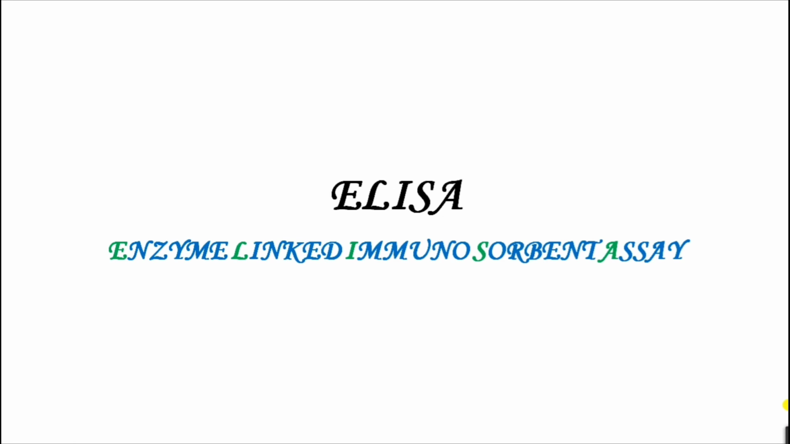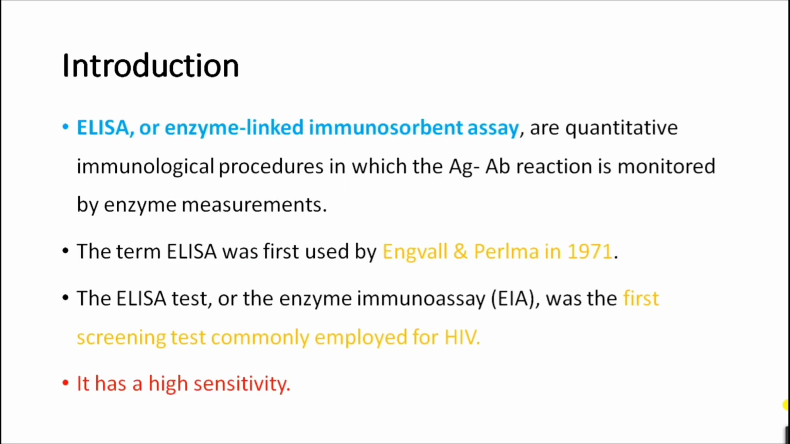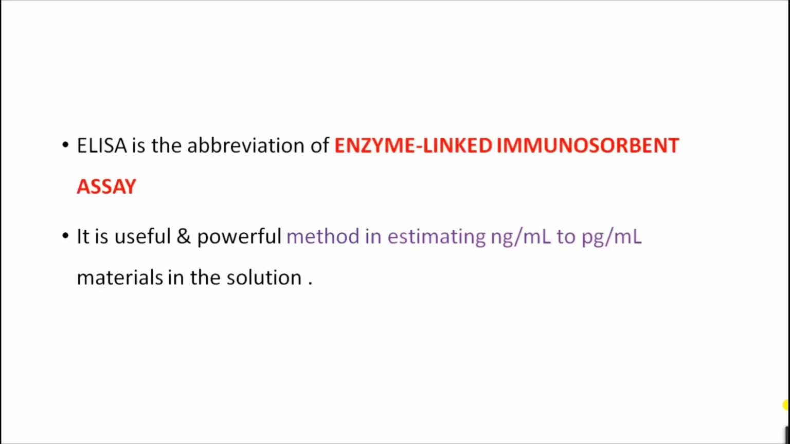Today we're going to discuss the ELISA test, or enzyme linked immunosorbent assay. ELISA, or immunosorbent assay, are quantitative immunological procedures in which the antigen and antibody reactions are monitored by enzyme measurements. The term ELISA was first used by Engvall and Perlmann in 1971. The ELISA test, or the enzyme immunoassay, was the first screening test commonly employed for the identification of HIV virus, and this test has great sensitivity.